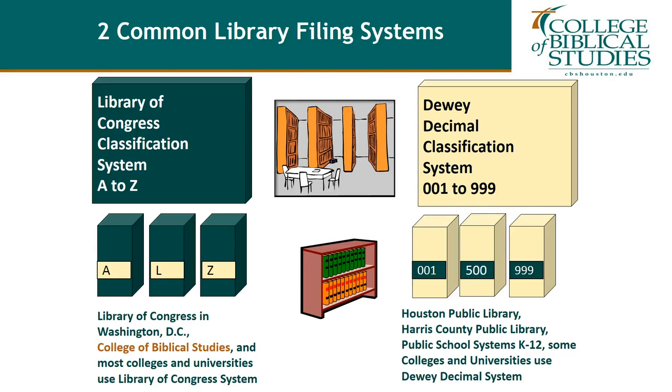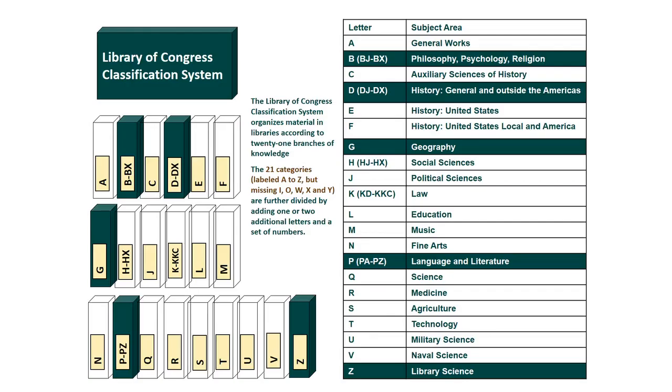In the Library of Congress, each alphabet letter stands for a subject category, and here is a short sample of what each letter covers. These 21 categories, labeled A to Z but missing I, O, W, X, and Y, are further divided by adding one or two letters and a set of numbers.